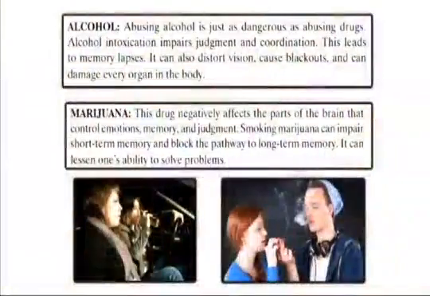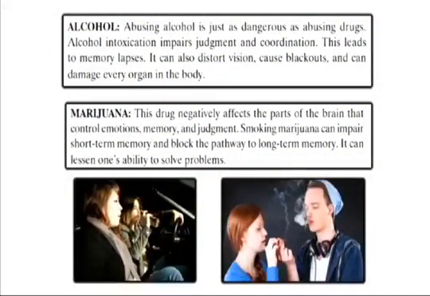I'm sorry, I kind of jumped ahead on that, but I want to go over a couple of them because it talks about impaired judgment in both of these particular drugs. And remember, alcohol is a drug, okay? Now it says abusing alcohol is just as dangerous as abusing drugs. It says alcohol intoxication impairs judgment and coordination. This leads to memory lapses. Now remember, this isn't talking about just using alcohol. There is nothing wrong with alcohol if it's used properly. Okay, it's abuse of alcohol. And that's what this is talking about here.